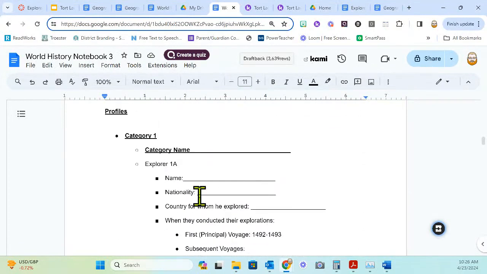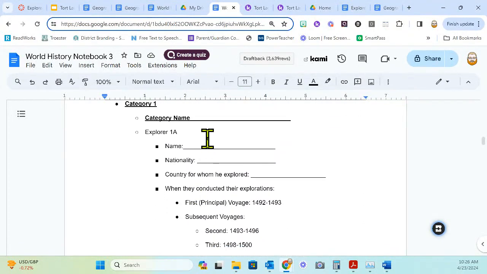With each explorer, you will see information you need to fill in. In all cases, you need to fill in the name of the explorer, their nationality, and if you're not sure what nationality means, out to the side here, I would write country they came from, because that is their nationality. And the country they explored for, or the country they worked for, because those are not always the same thing.